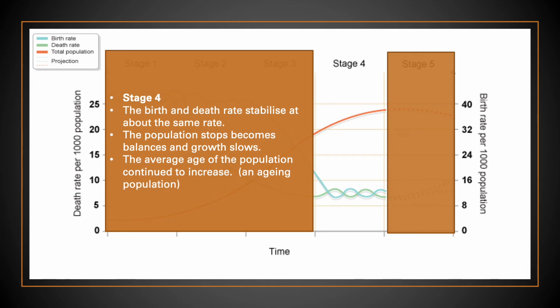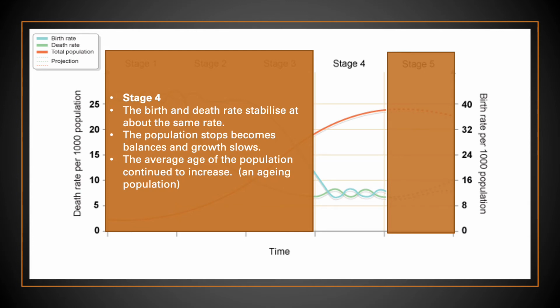So in stage 4, birth and death rates stabilise at about the same rate. So this is where Britain is today, and lots of other countries. Now, because the birth and death rate are roughly equal, the total population stabilises and population stops growing exponentially. What does happen, however, is because of longer life expectancy, the population ages, so the average age of the population increases. So in the UK now we have lots of people over the age of 60, and the percentage of the population over 60 is going to increase.